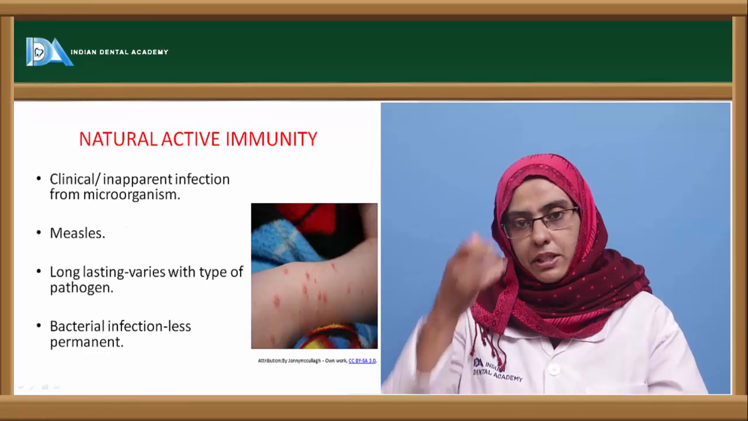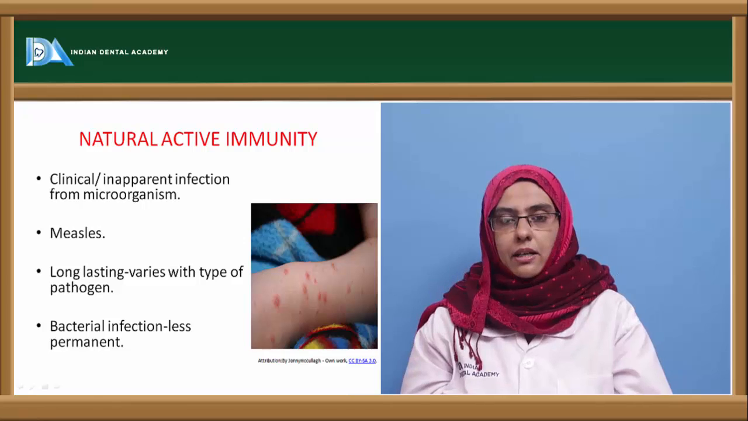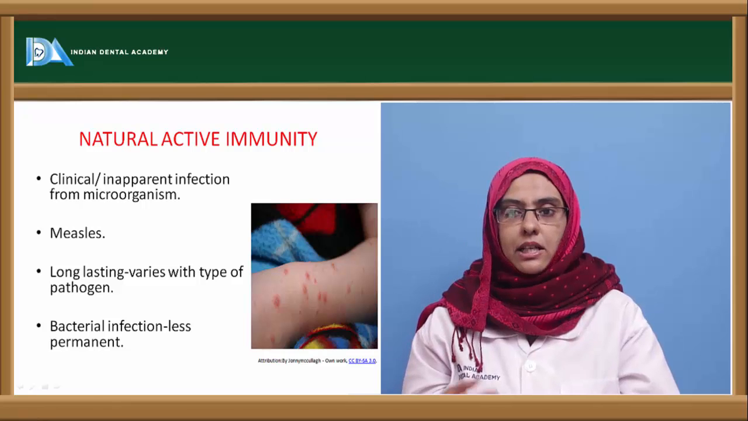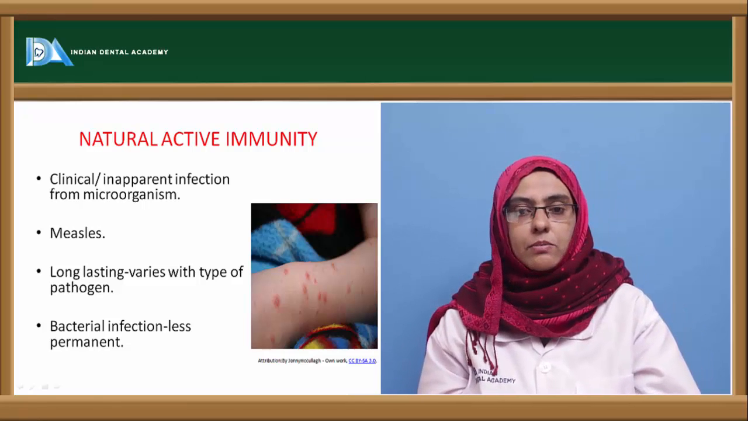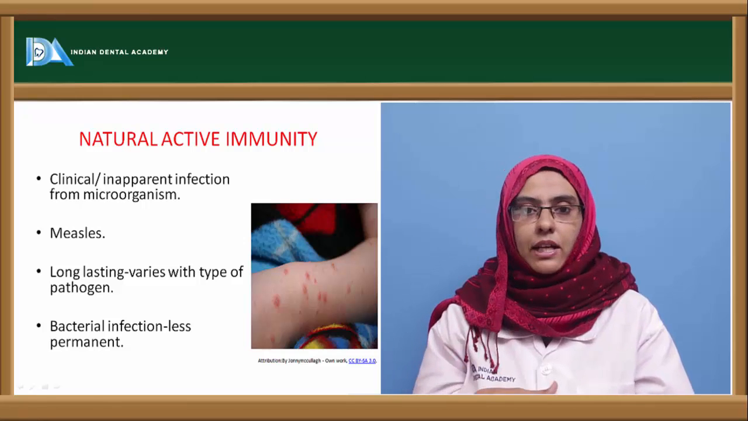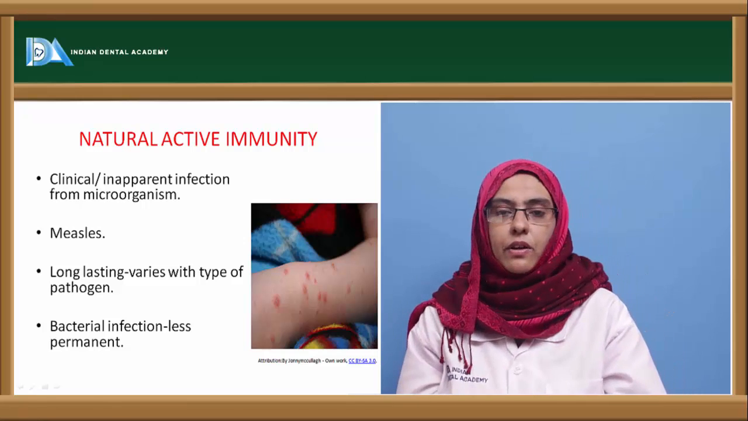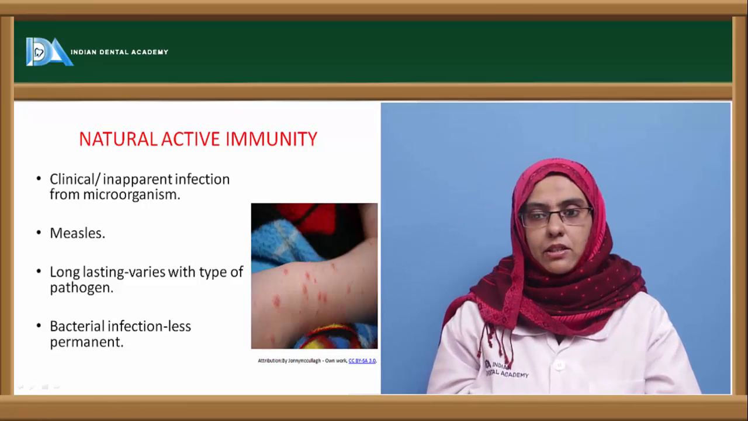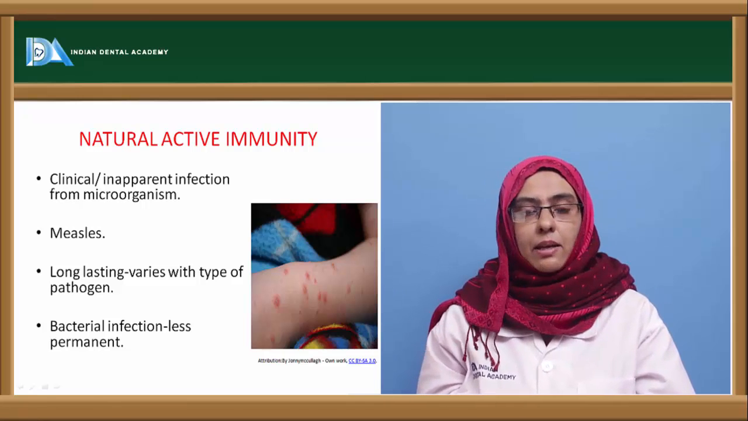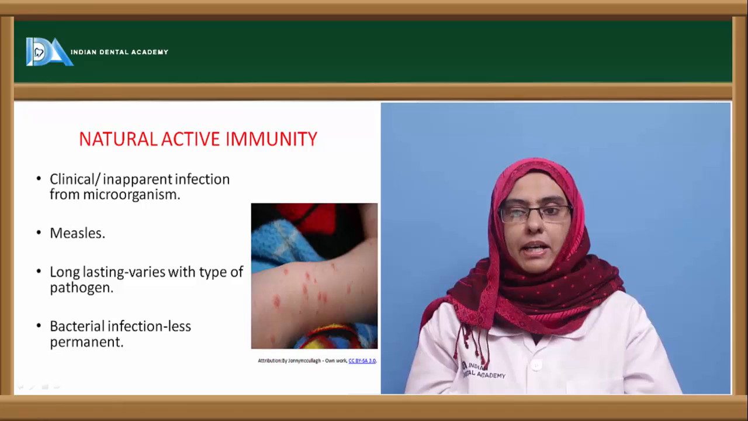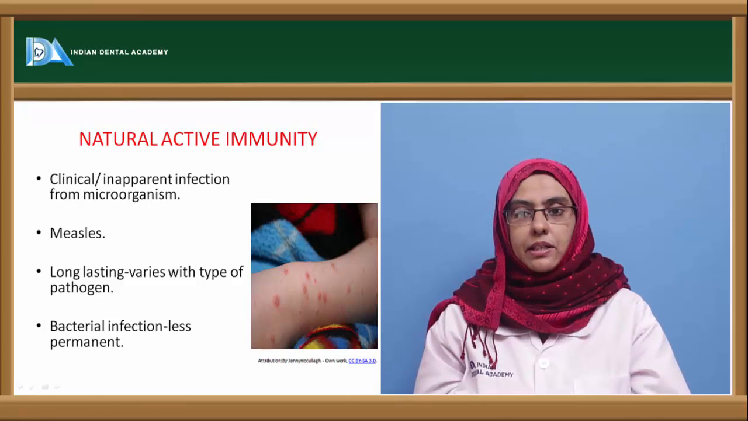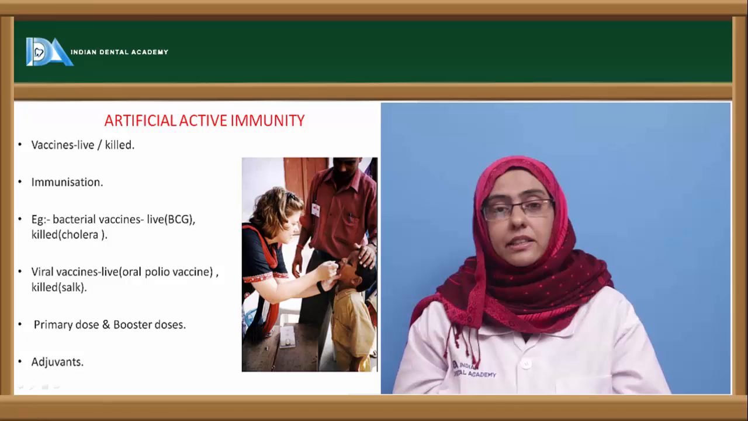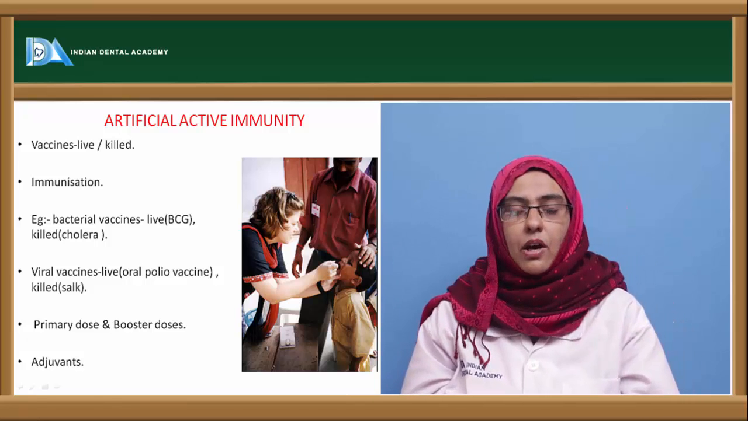Here the active immunity can be divided into natural active immunity and artificial active immunity. In natural active immunity, there is a clinical or inapparent infection from the microorganism. The best example is measles. Once we contract measles, in the next part of life we will not get that particular infection because we already have immunity towards it. So it is long lasting and it varies with the type of pathogen. Bacterial infections are less permanent in nature. Now coming to artificial active immunity, the best example is the vaccines that are produced from the organism.